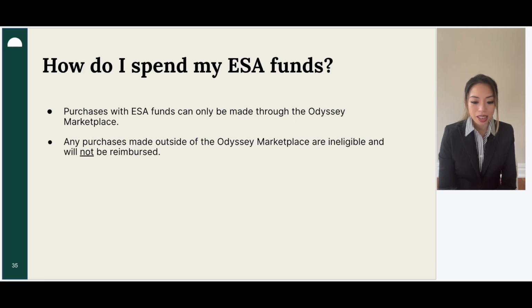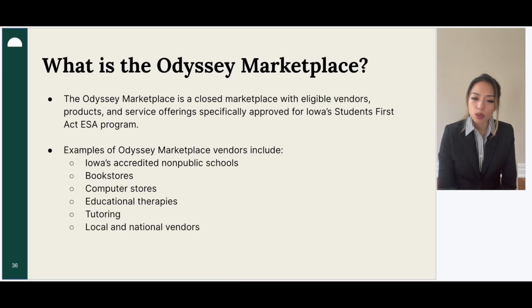Purchases with ESA funds can only be made through the Odyssey Marketplace. Any purchases made outside of the Odyssey Marketplace are ineligible and will not be reimbursed. What is the Odyssey Marketplace? The Odyssey Marketplace is a closed marketplace with eligible vendors, products, and service offerings specifically approved for Iowa's Students First Act ESA program. Examples of Odyssey Marketplace vendors include Iowa's accredited non-public schools, bookstores, computer stores, educational therapies, tutoring, local and national vendors are also examples.